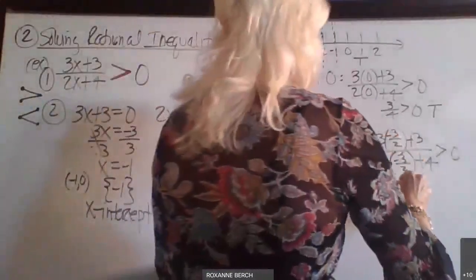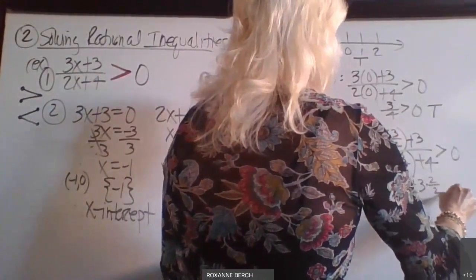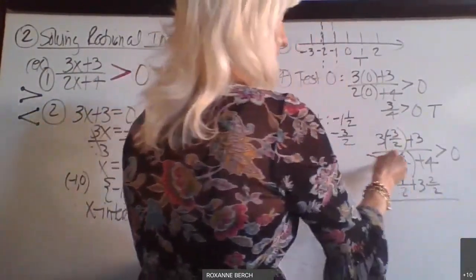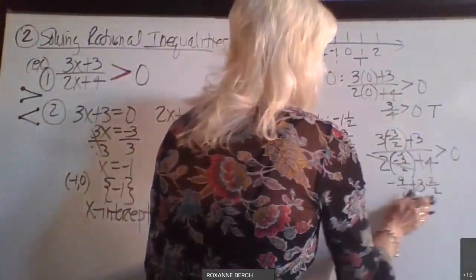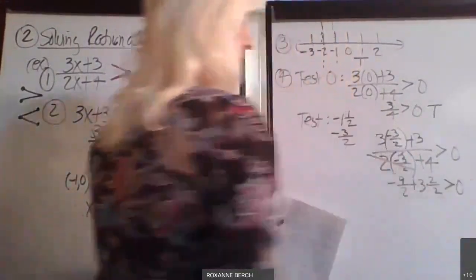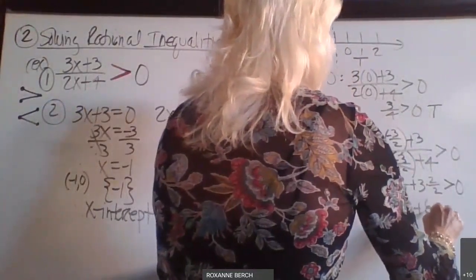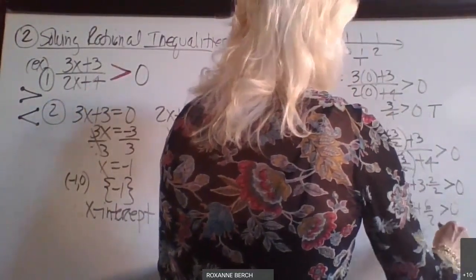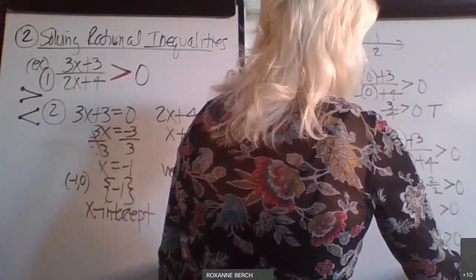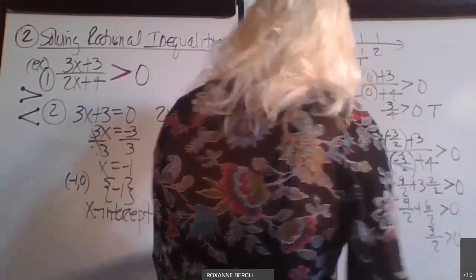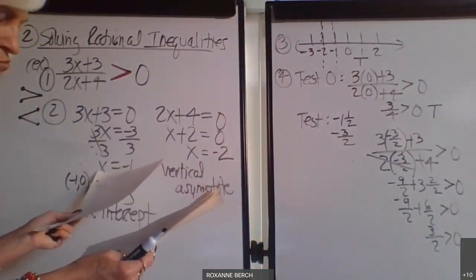So up here, this is going to be -9/2 plus 3, get a common denominator. And on the bottom, the 2's cancel, so you get -3 plus 4 is 1. So we get rid of the fraction, so that was cool. Now we have -9/2 plus 6/2 is greater than 0. So is 3/2 greater than 0? And that's true? Really? So true, true.